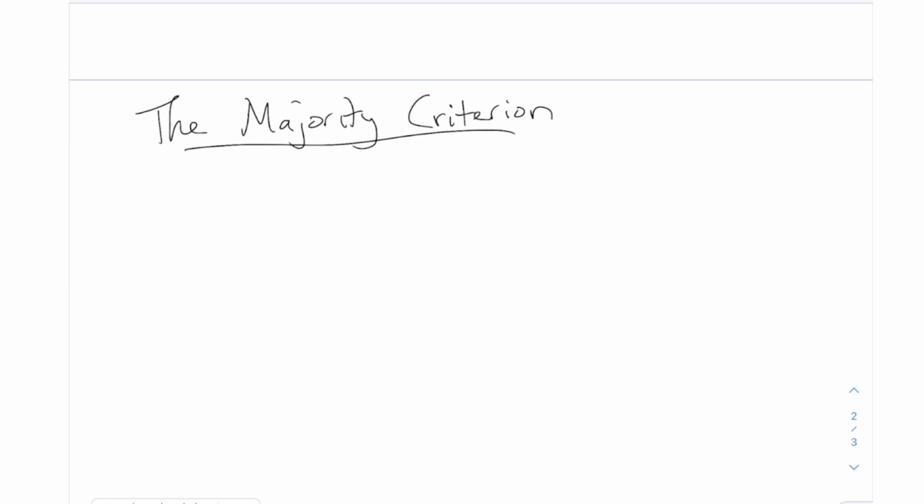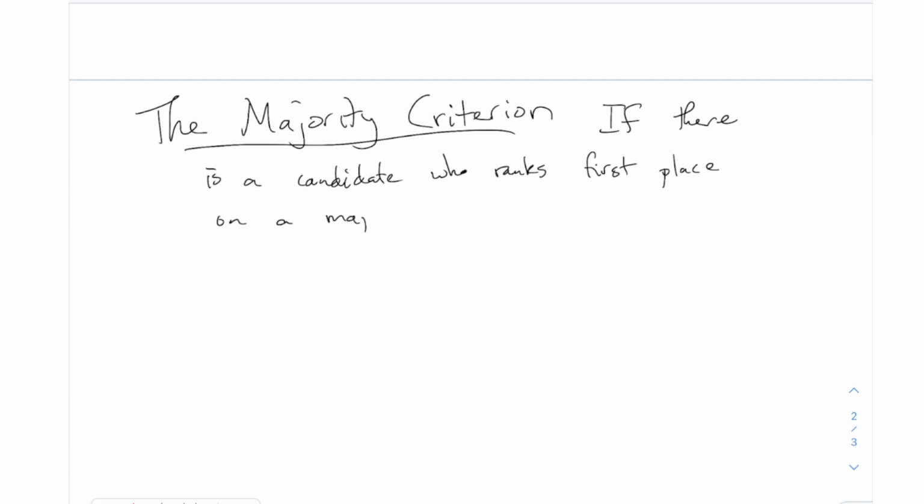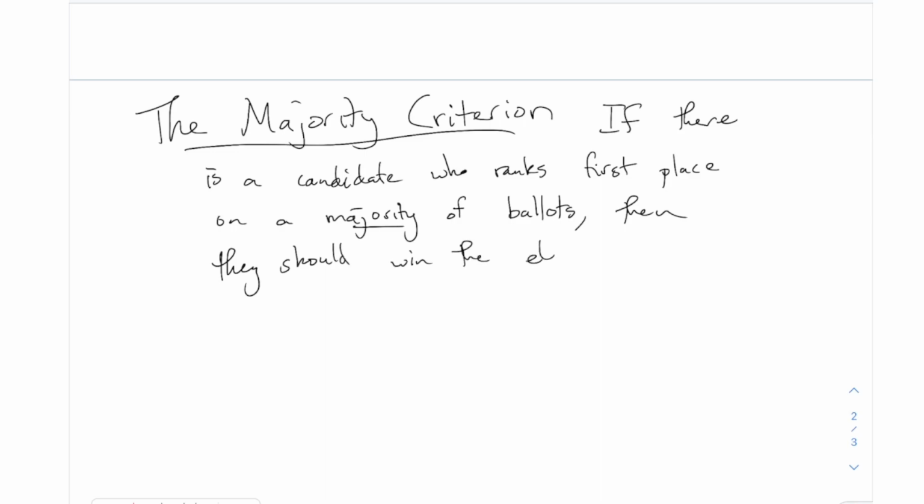So I'm going to say, if there is a candidate who ranks first place on a majority of ballots, majority, remember, means more than 50%, then they should win the election. If there's a candidate who is first place on a majority of the ballots, then they should be the winner.